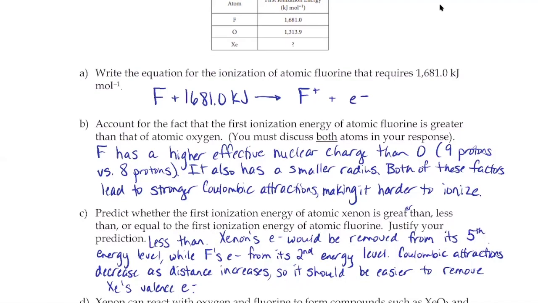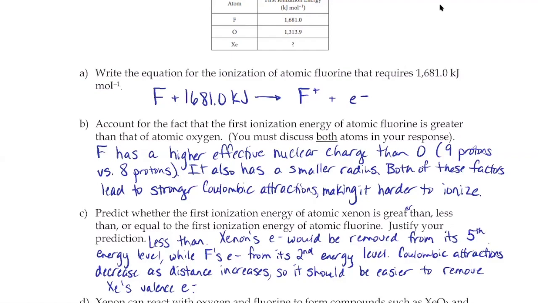So there's that Coulombic attraction stuff showing up again: fluorine has 9 protons, 9 electrons, versus oxygen's 8 protons, 8 electrons. So Coulombic attraction wise, fluorine has more Coulombic attractions, and therefore it's harder to pull those electrons away from that atom as a result.